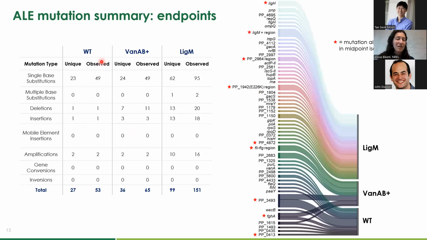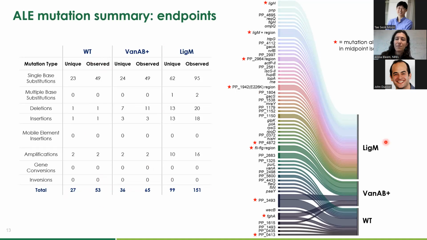All right, so we know that the strains grow faster when we evolve them, but why? That's where the genomic sequencing comes in. So on the left here, I'm showing just a table of the different types of mutations that we saw in all of the lineages. So you can see for wild type and Van-AB, we had pretty similar number of mutations. So unique means that it occurred in just one lineage and then observed as the total. For the Lig-M strain, as you might expect for something that improved so drastically in terms of growth, we saw more mutations.